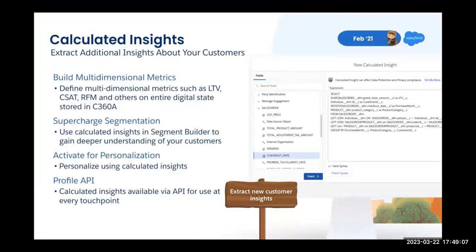And once these insights are defined, they can be used in segmentation, so you can build better segments and understand customers based on specific behaviors, specific spend patterns, and so on. They're also available via personalization. You can activate them out to various Salesforce sources as well as outside of Salesforce. And then we expose them via API mechanisms. So once you compute them, they are literally available for you to use anywhere you want.